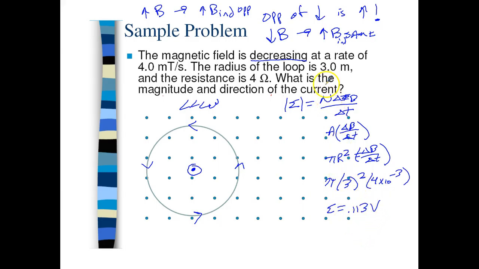Now, they didn't ask for EMF, they asked for current, and they did give us a resistor. So now we're going to just say that the change in potential is equal to I times R, and so the current is equal to the change in potential all over the resistance. And so now we can just say 0.113 volts divided by 4 ohms, and we get a current of 0.028 amps. And so there's a magnitude, and we know our direction, and that is the end of that problem.